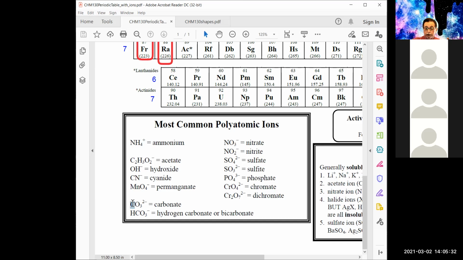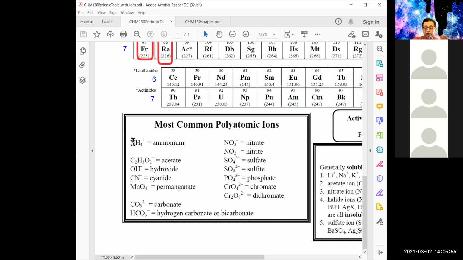Carbon, you might want to think, oh, wait a minute, I got carbon dioxide, for example. But if you see carbon and then immediately following carbon there are 3 oxygens, that's an indication that you're dealing with the polyatomic ion carbonate.